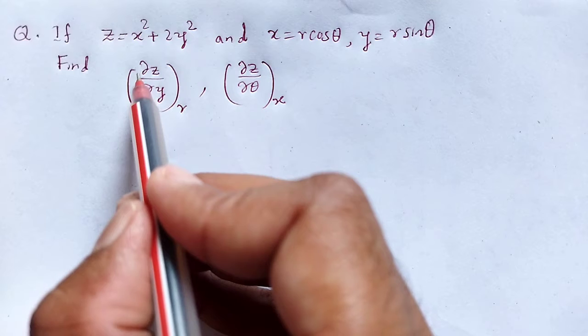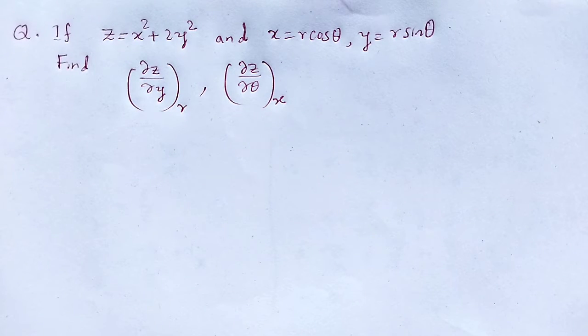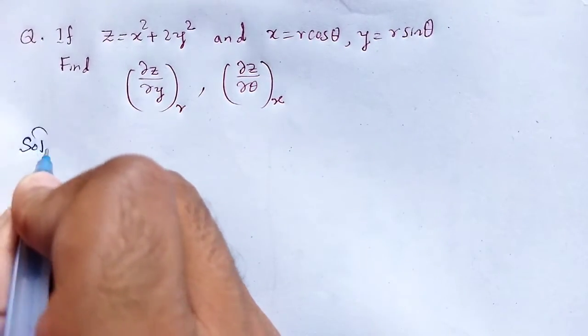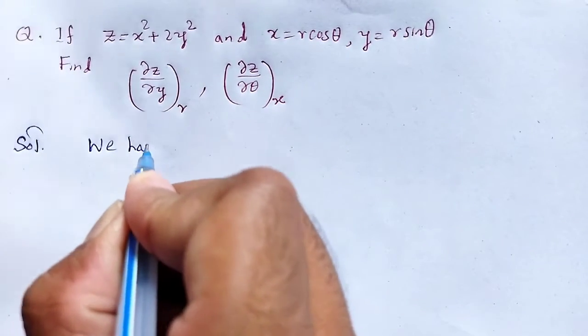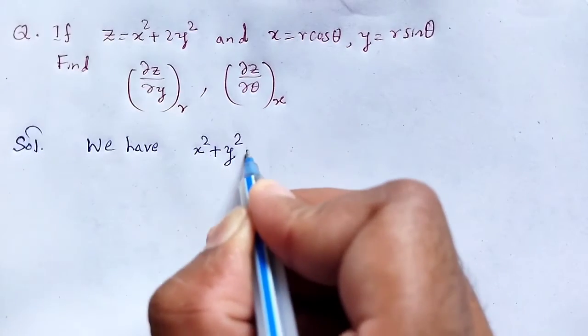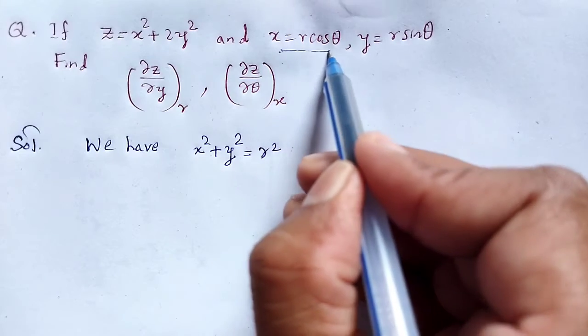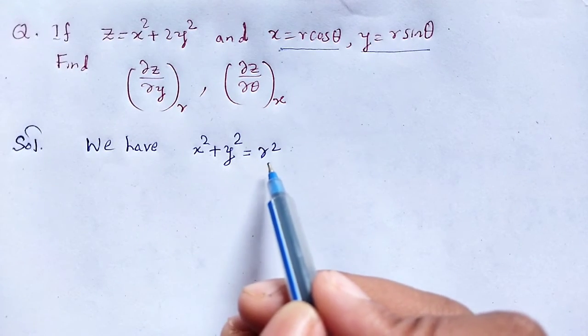That means the partial derivative of z with respect to y, whereas r is constant, and the partial derivative of z with respect to theta, whereas x is constant. We find out these answers by using our variable to be treated as constant concept. What is that concept? We have x square plus y square is equal to r square. Given x is equal to r cos theta and y is equal to r sin theta, that is x square plus y square is equal to r square.